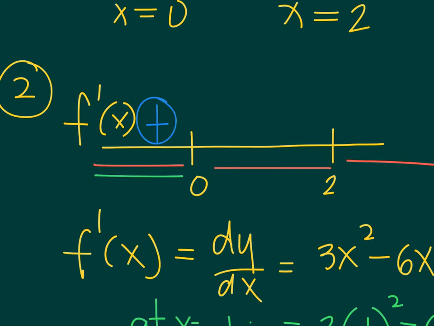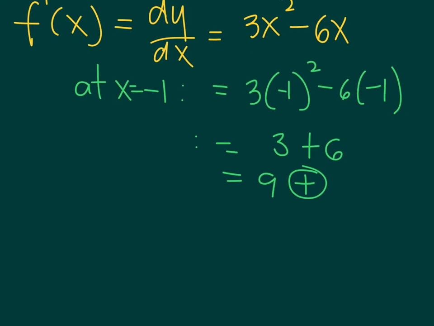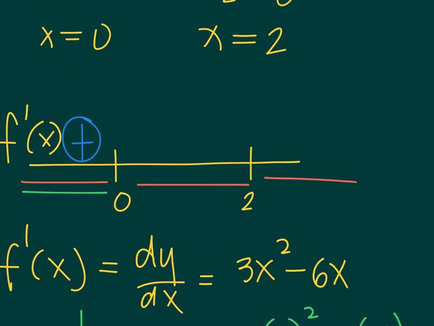And then we go to the next interval, 0 to 2. We do the same process. This time, we check at x equals, give me a number between 0 and 2. 1. Then we repeat the same process. 3 times 1 squared minus 6 times 1. 3 minus 6, or negative 3, a negative number. So in between, it means we have a negative derivative.